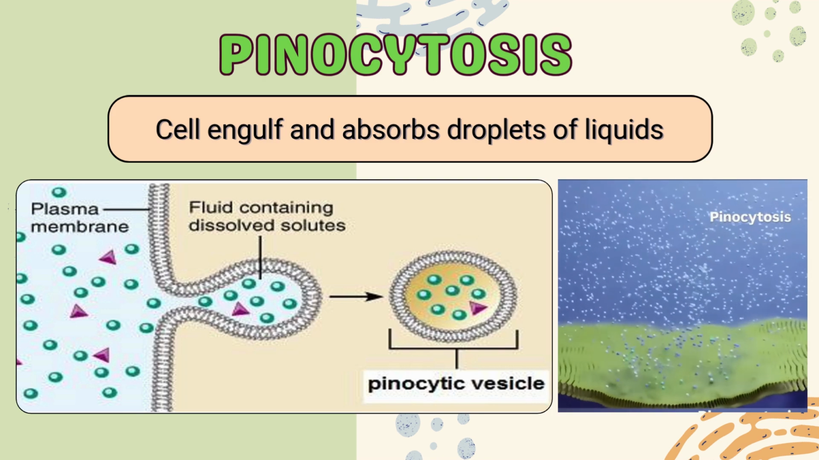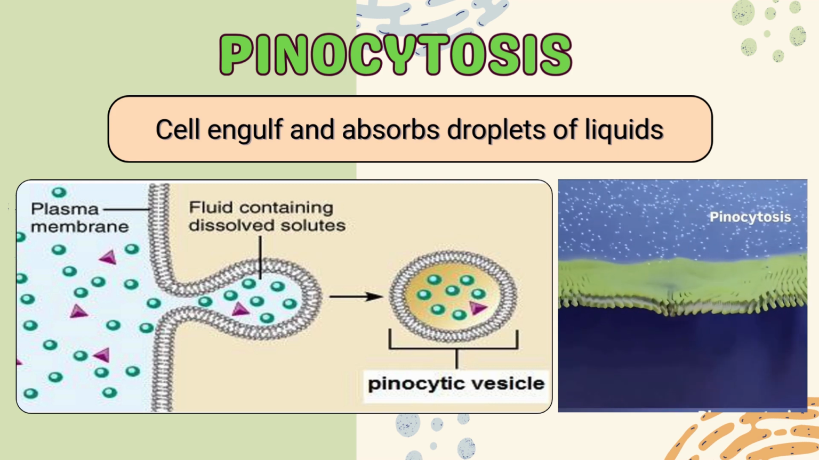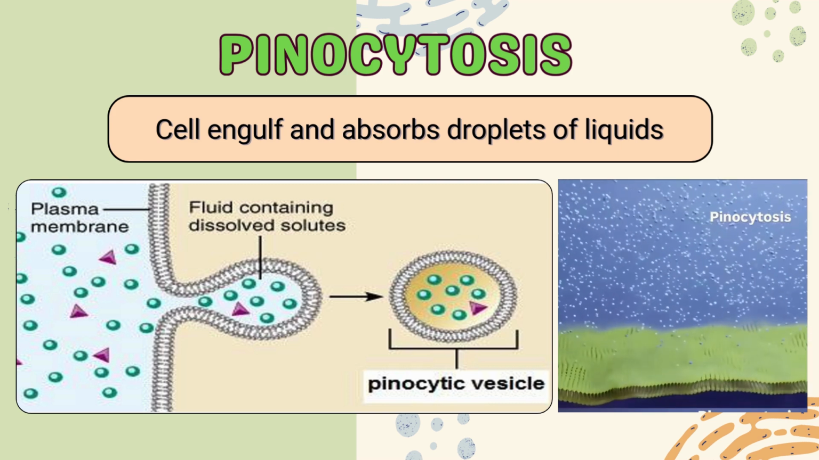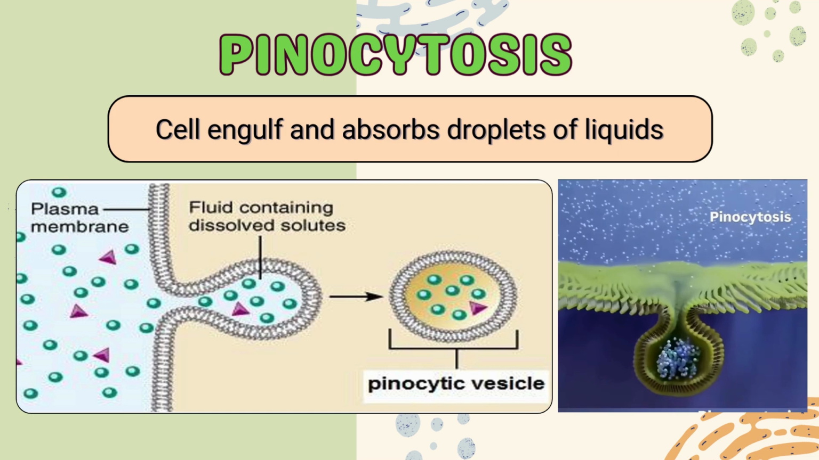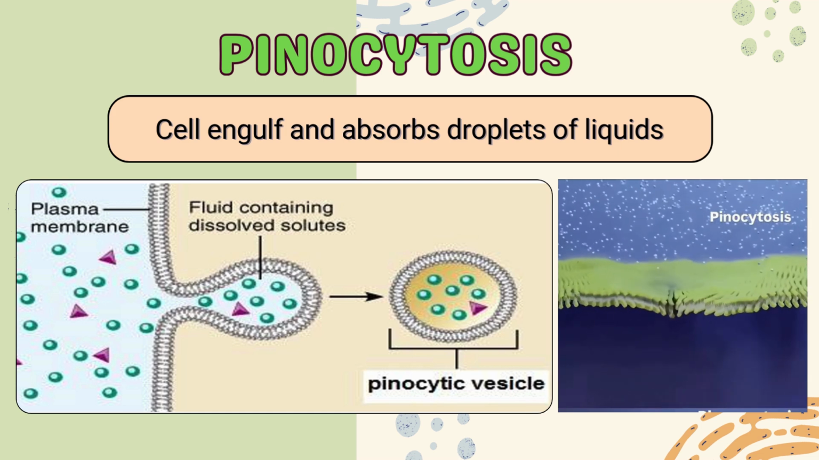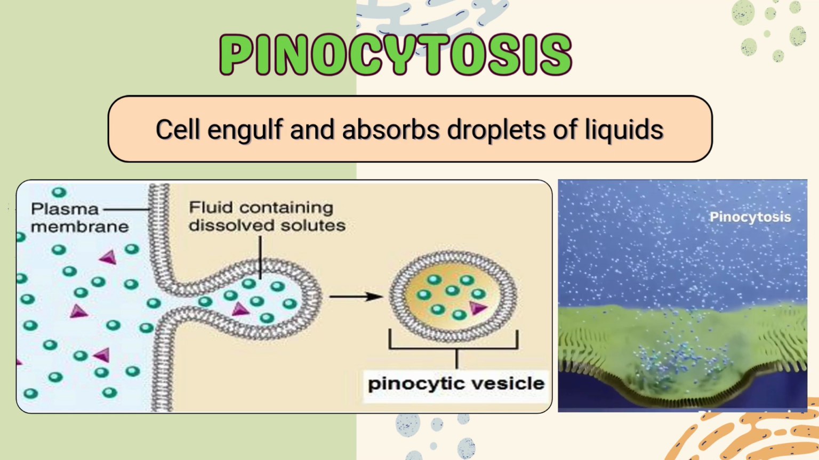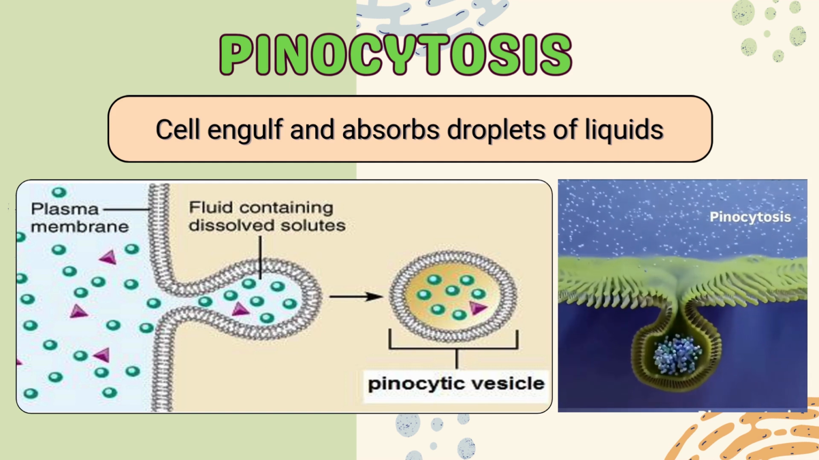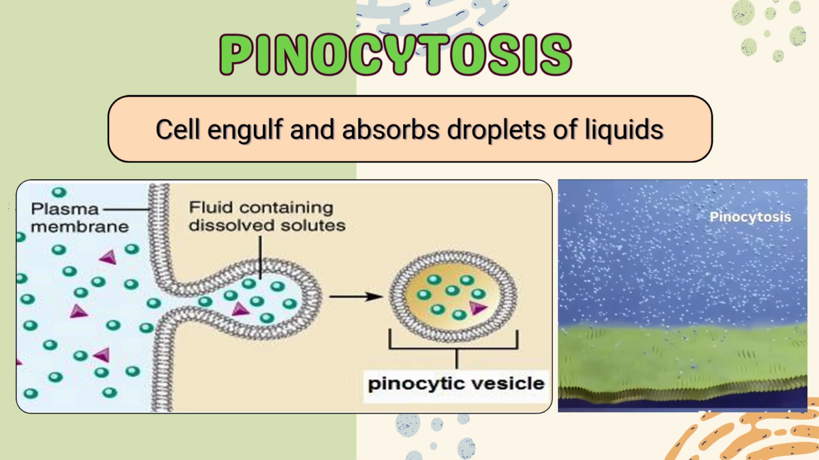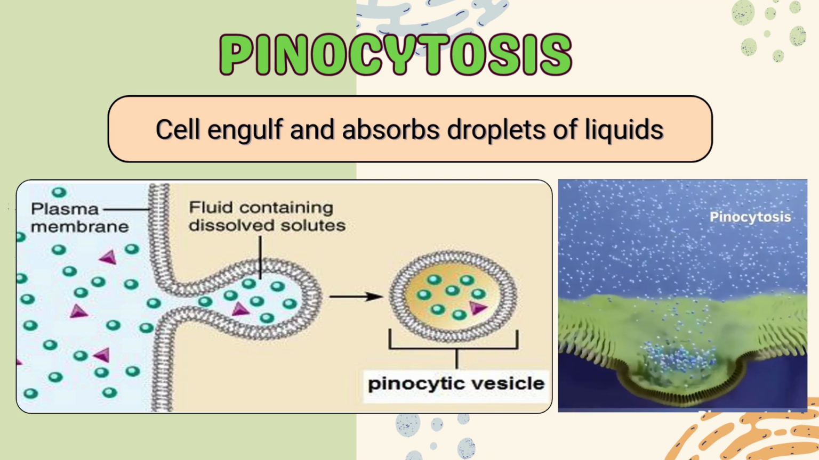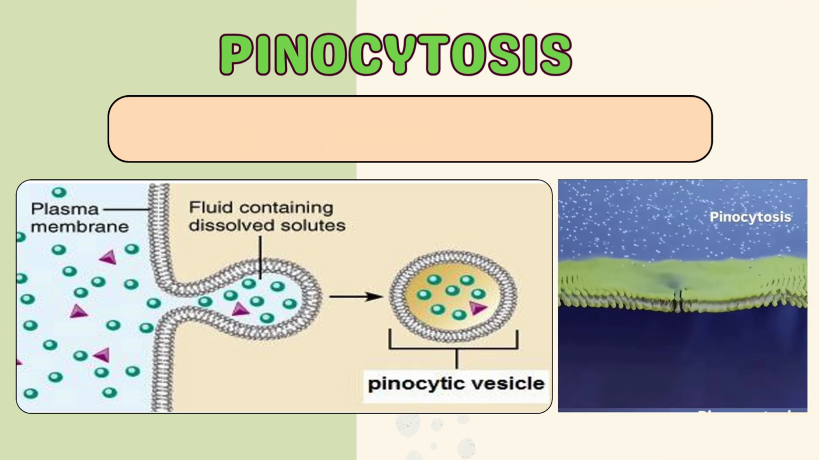Besides engulfing solid materials through phagocytosis, cells also have a way to take in fluids from their environment. This process is called pinocytosis. Pinocytosis is a type of endocytosis where the cell engulfs and absorbs tiny droplets of liquid from its surroundings. For example, absorptive cells in the kidney and intestines use pinocytosis to take in dissolved solutes from the extracellular fluid. Through pinocytosis, cells can absorb nutrients and essential molecules dissolved in liquids.